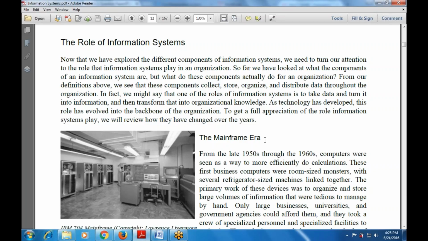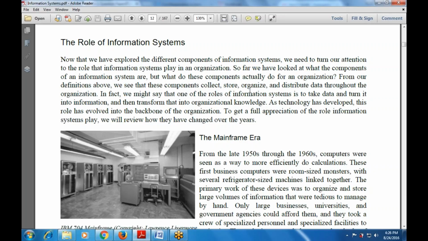So an information system means the various components that are carried out within the organization. From our definitions, we have discussed the various components that are used to collect, store, organize, and distribute the data throughout the organization. These are the main points: first the collection, then storing, then organizing, and distribution of the data throughout the organization.